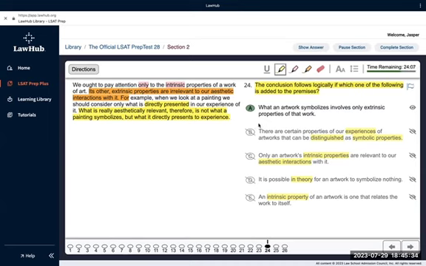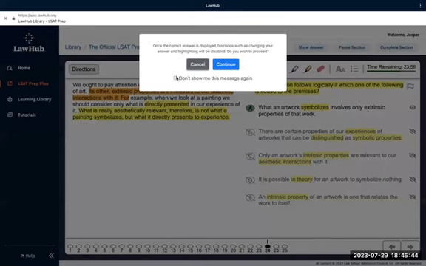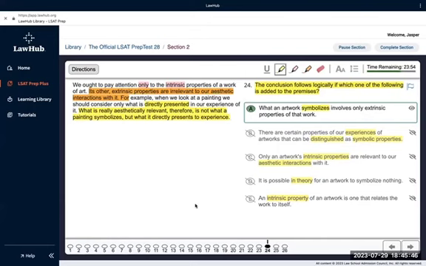Whereas A is going to get that symbolism bit from the conclusion and tie it into extrinsic properties. So A is the correct answer. I hope that helps. Let me know if you want a deeper explanation on any of the answer choices. But that's how I would go about this question.